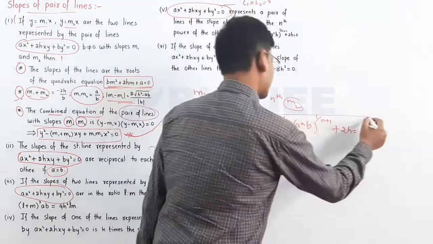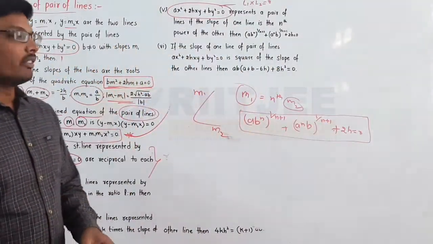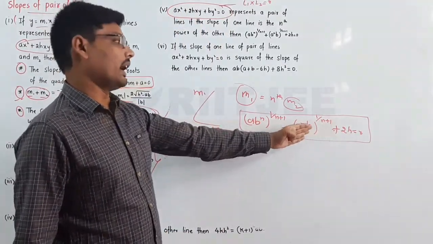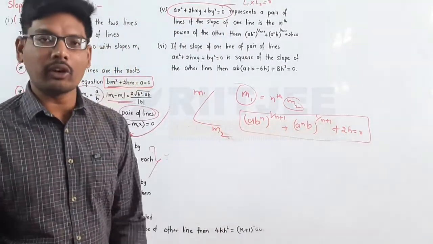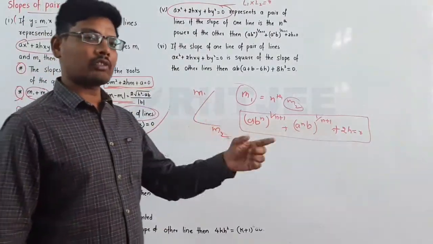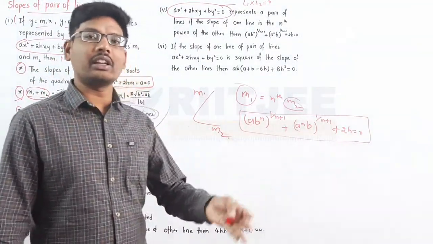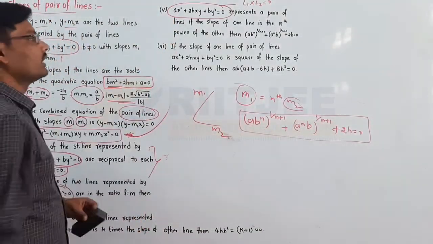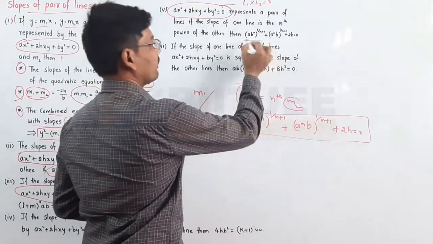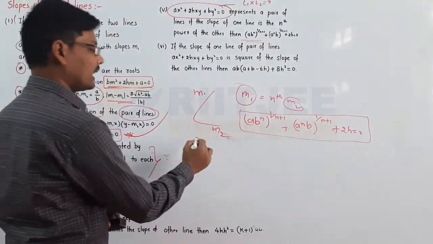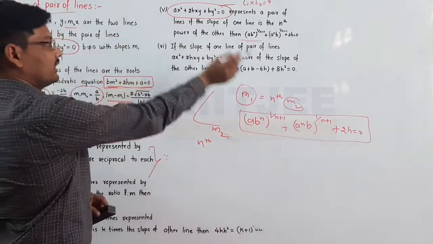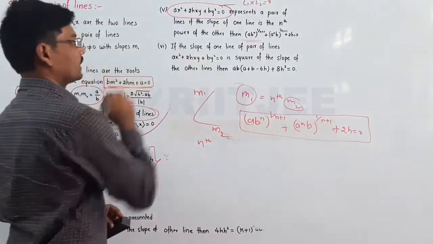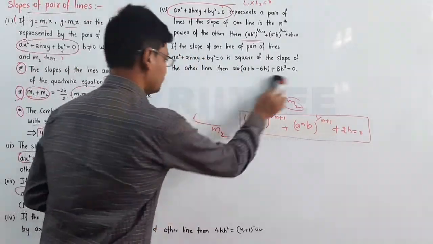This is the most important condition you have to remember here, where a and b values are the coefficients of x square and y square respectively, and 2h is the coefficient of xy here. ax square plus 2hxy plus by square is equal to 0 is the combination of two lines, L1 and L2. This is the pair of straight lines equation. This is the condition for when the slope is nth time to the other slope. Here the next point is the fifth point.